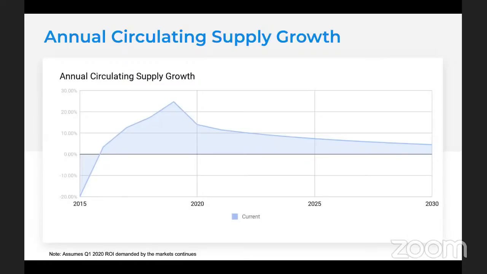Starting in mid-2017, that's when we saw the high, greater than 20% growth rate in our circulating supply. That actually expanded a bit in 2018, and 2019 seemed to be the peak year in which our circulating supply was expanding the fastest. We are partway through 2020, so we've already gotten a preview into how this is likely to play out. And if we assume that the weighted ROI demanded by the masternode market continues, we'd see probably around a 14% growth rate here in 2020.